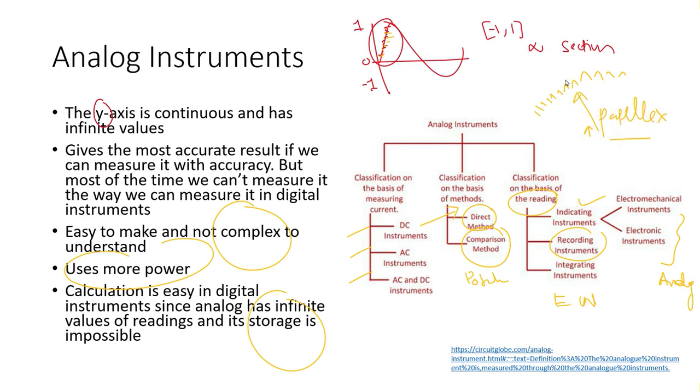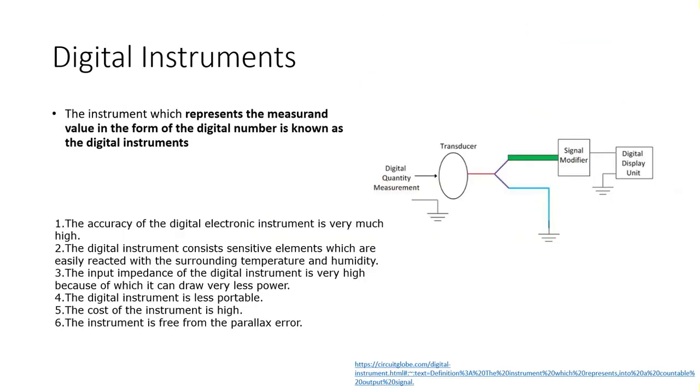Even the divisions on these mini scales require more and more observational skill to get a good reading. So the reading is accurate because it is not leveled, but you cannot get more accuracy because the measurement techniques are better in digital. Okay, so let's move toward digital instrumentation.